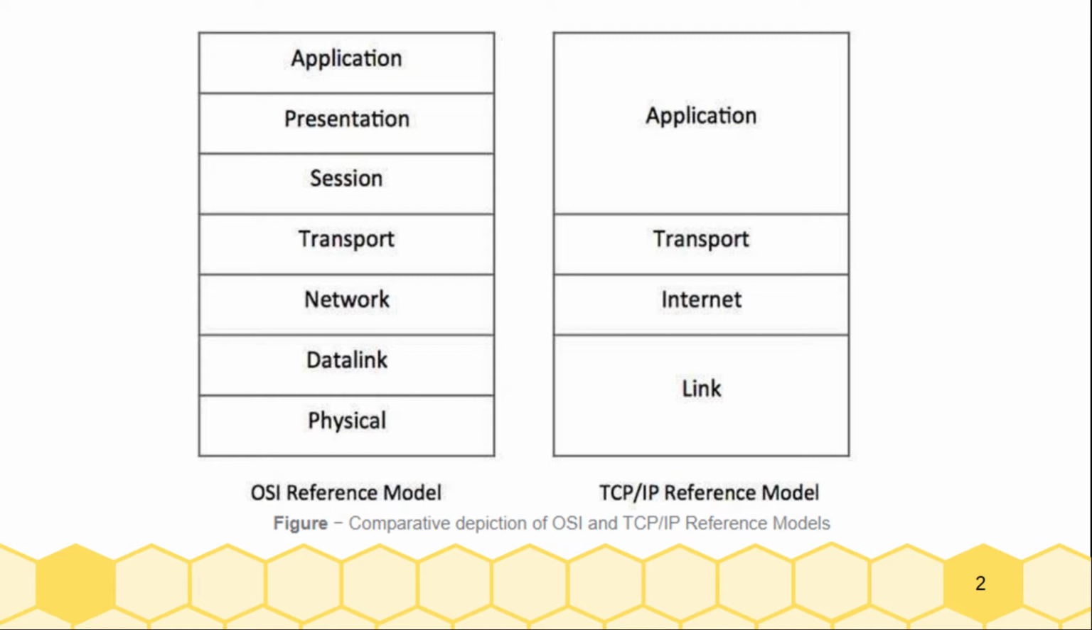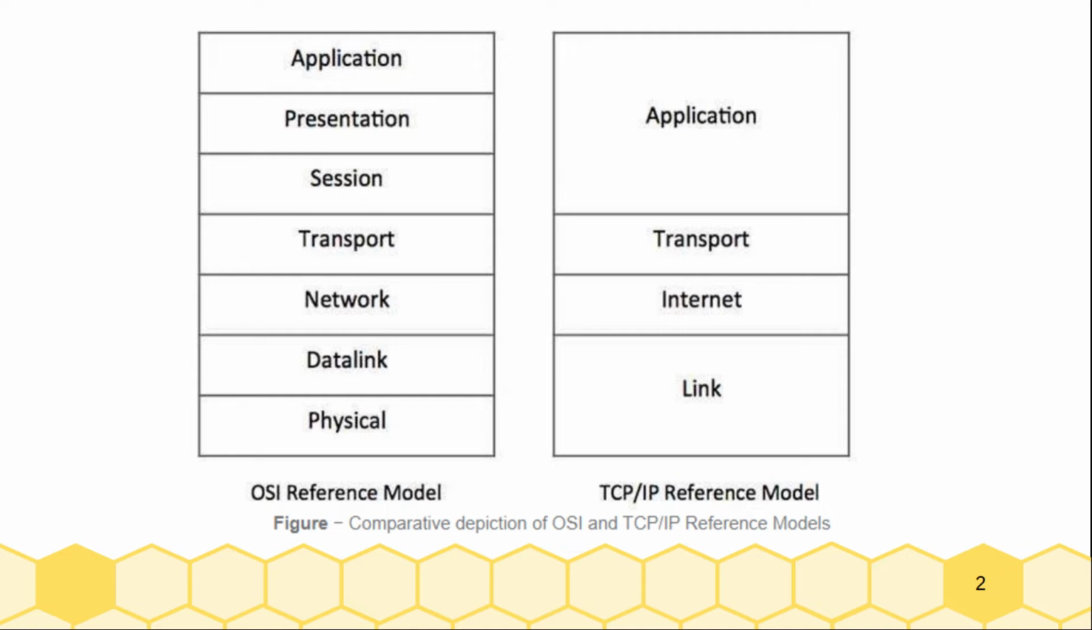In the OSI model, there are 7 layers which range from the topmost layer, also known as layer 7, the application layer, then the presentation layer, session layer, transport layer, network layer, data link layer, and from top to down there is one last layer, also known as layer 1, which is called the physical layer. This is the OSI reference model.